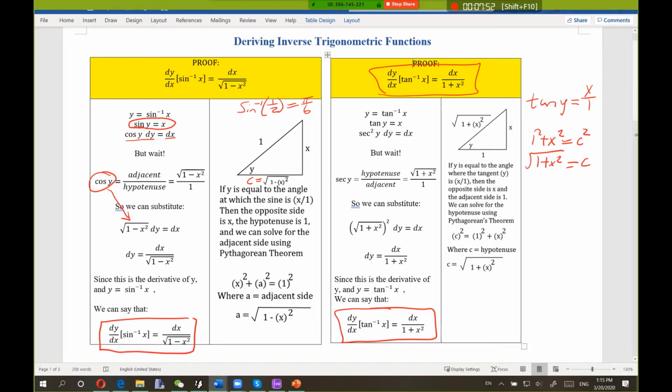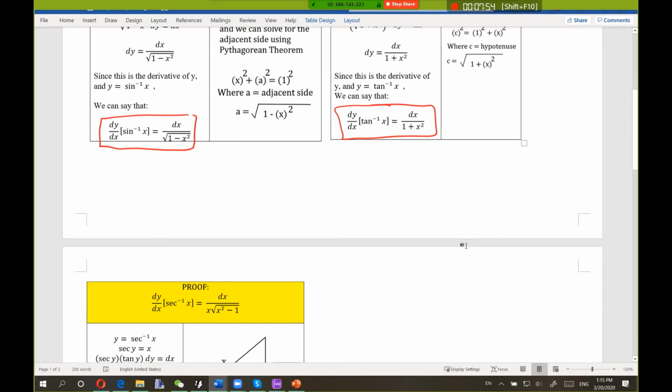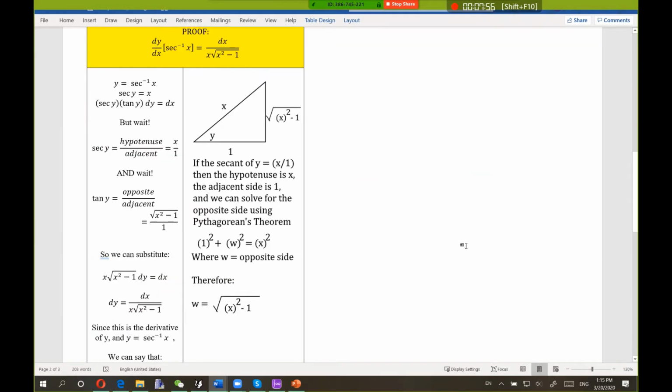Okay, last one. Secant. Same first step. If y is equal to the arcsecant of x, make a side note here really quick. The arcsecant of x is another way of saying inverse secant of x. I don't care which one that you use.